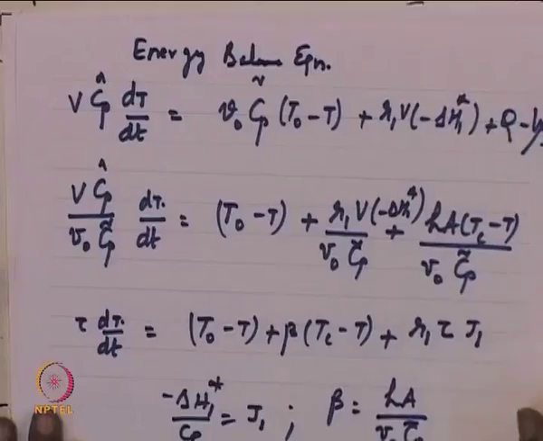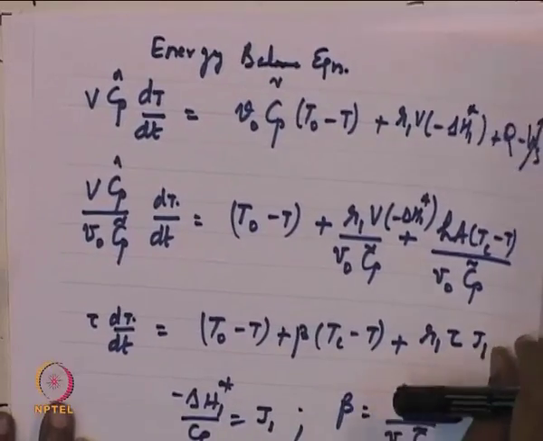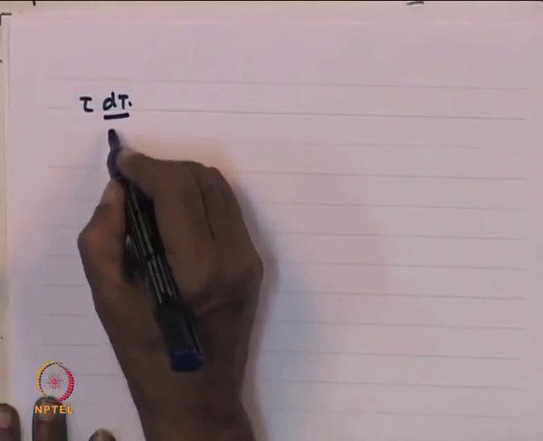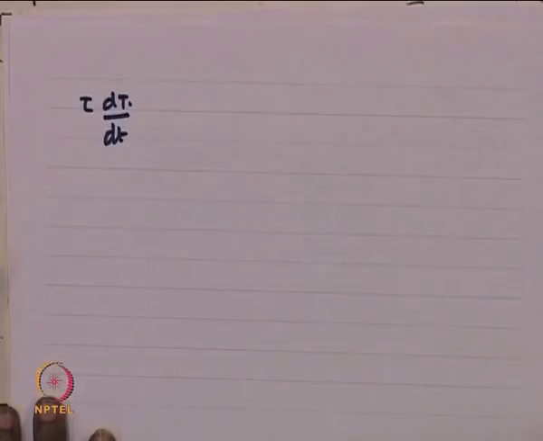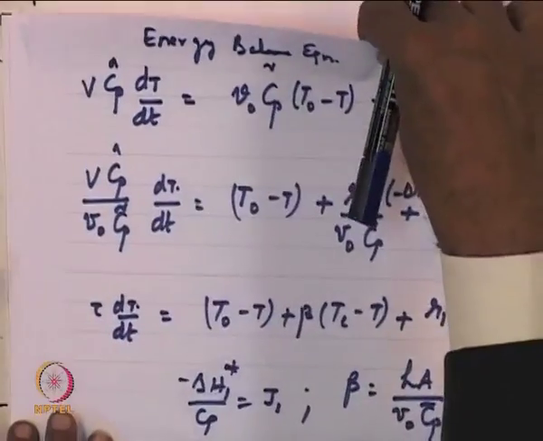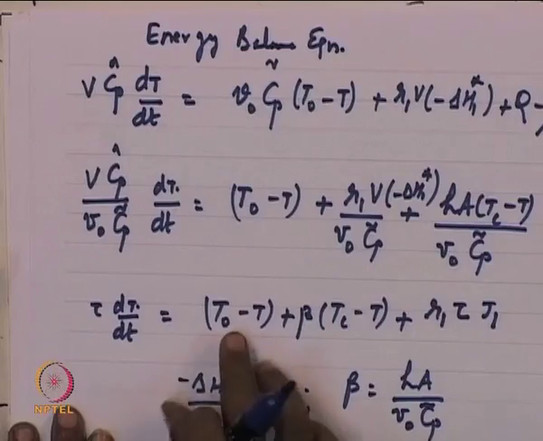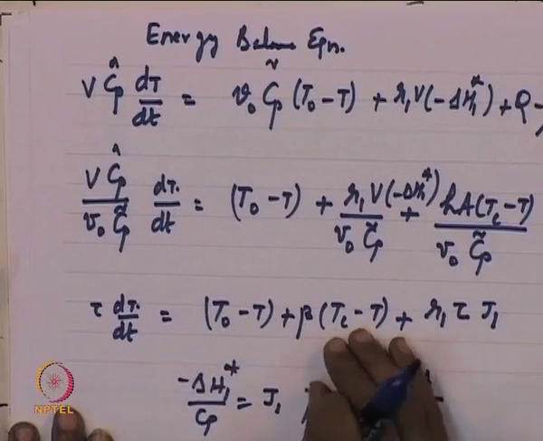Okay. We can simplify this further and put it in slightly more convenient form, which we will do now. We write this as tau dT/dt. That is the first term. Please notice here our first term, this is tau dT/dt. I have not changed this. I want to combine this term with the second term.